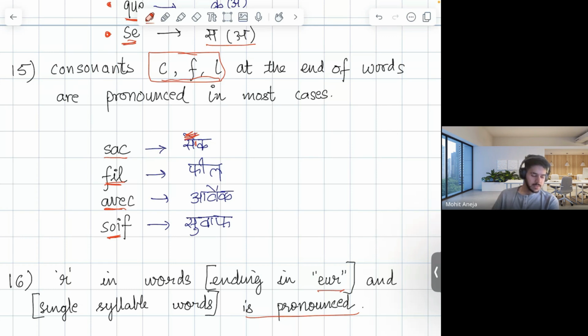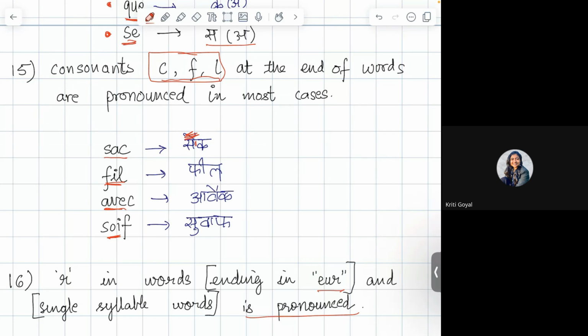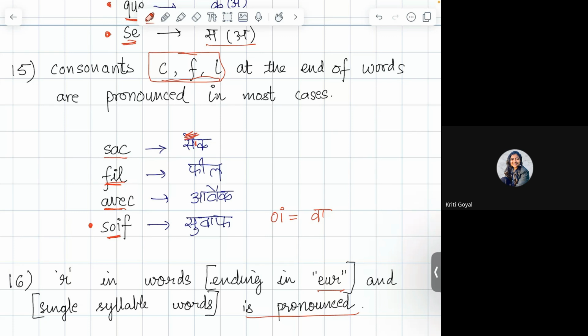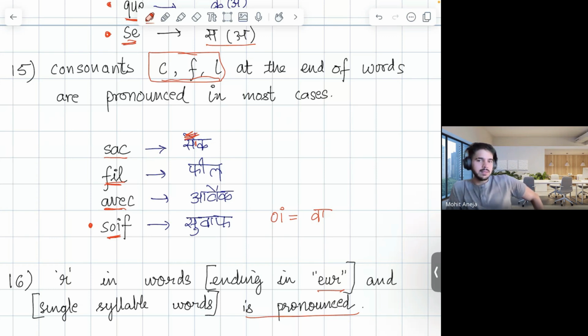Kriti, can you say the last one for me, please? So we have to apply the rule. OI is called va. So we say soif. Soif. Can you say that loudly? I don't hear the first sound. Can you say that once more? Is it better now? Yes, much better. Soif. Okay. Thank you. Desika, can you say the sound? Soif. Yes, very good.